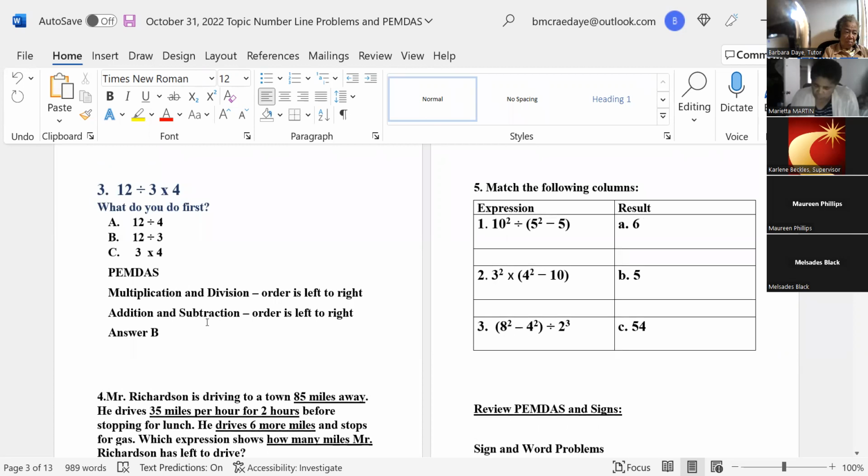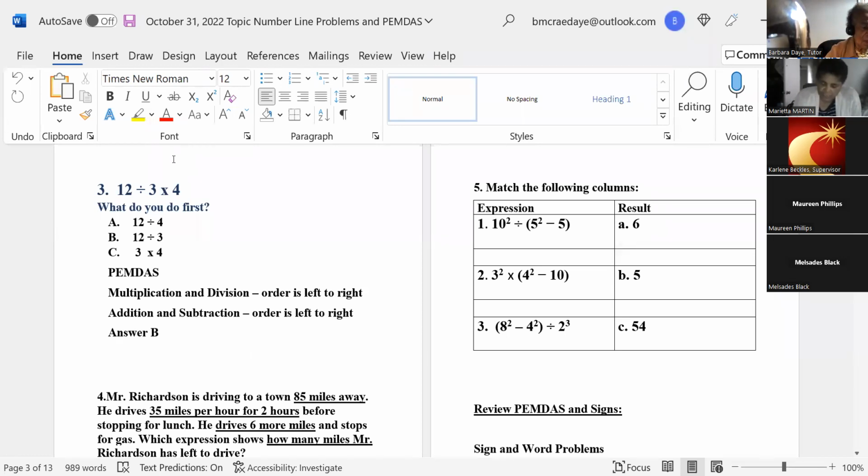What do you do first? I did multiplication first. Tell her why that's not right, Maureen. You got to do the division first because it goes from left to right. So when it's from left to right, you do the division first and the multiplication after. Oh, okay. That's why that was incorrect.